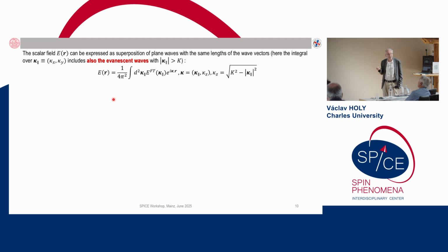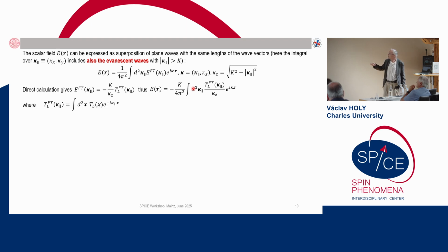But what is important, if we want to make the decomposition to plane waves, we have to integrate over the in-plane component of the wave vectors. The vertical component is simply due to the elasticity of the scattering. But we have to take into account also the evanescent wave with imaginary kz. All these kx and ky values must be taken into account also outside the, I would say, Ewald circle.